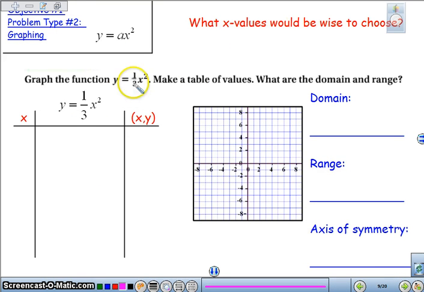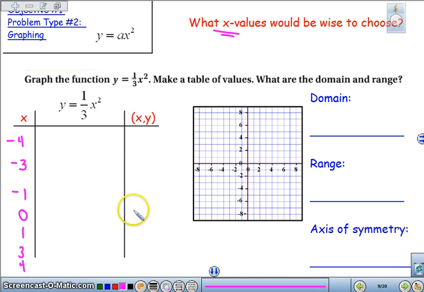As we take a look at graphing, what if you're asked to graph something like this and I don't give you values? It says graph the function, make a table of values, what is the domain and range? Now, one of the things you notice is that you have 1/3. So you may want to pick some kind of special numbers for your x values, but as we do this one, we're going to get some fractional answers. So that it'll fit on our graph a little nicer, we're going to go from -4, -3, -1, 0, 1, 3, and 4.